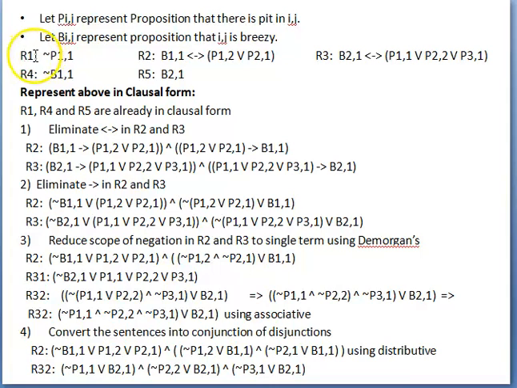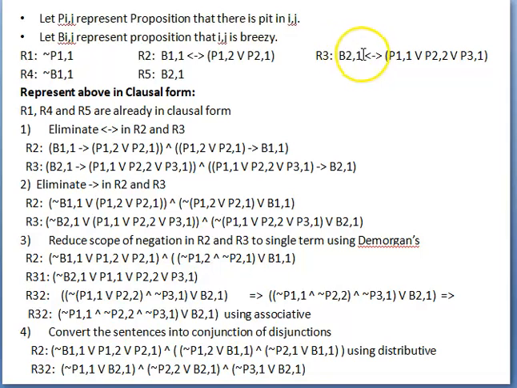Now we have the identity R1 which says negation of P11, which says there is no pit in the 1,1 cell. Then R2 says that if 1,1 is breezy, it implies that either there is a pit in 1,2 or in 2,1. And it is a double implication: if there is a pit in any one of these cells, 1,1 will be breezy, and if 1,1 is breezy, then one of the two cells contains the pit.